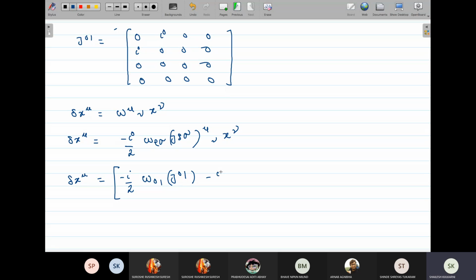Plus, so it will be minus i by 2 omega 02 j02 plus... maybe what I will do, I will take this i by 2 common, so let us write it in a fancier way: minus i by 2, omega 01 j01 plus omega 02 j02 plus omega 03 j03, plus there will be the same combination but with this interchange: omega 10 j10, omega 20 j20, omega 30 j30. So it will become twice actually. So I am not going to write those.